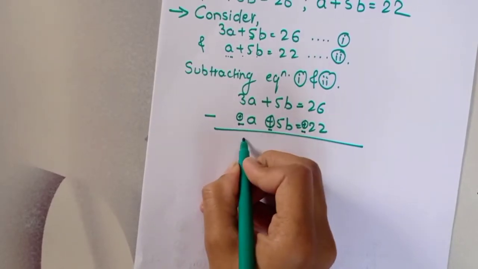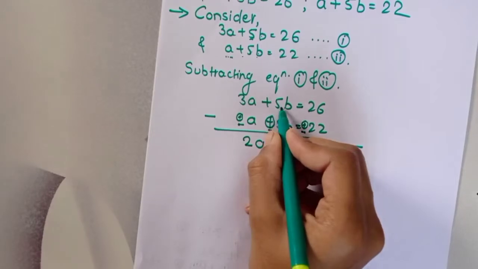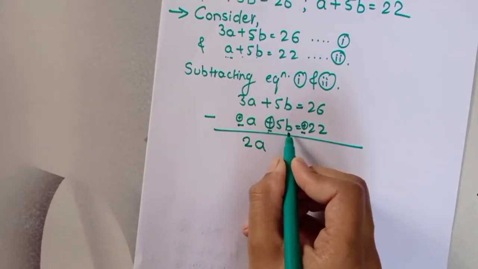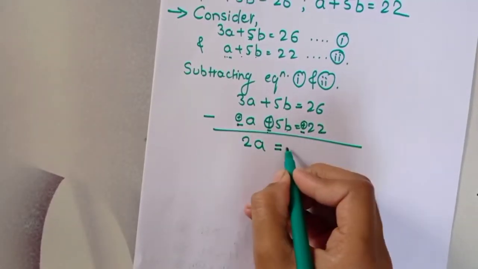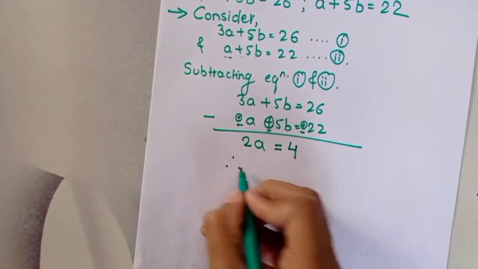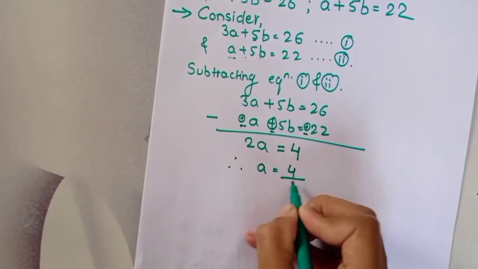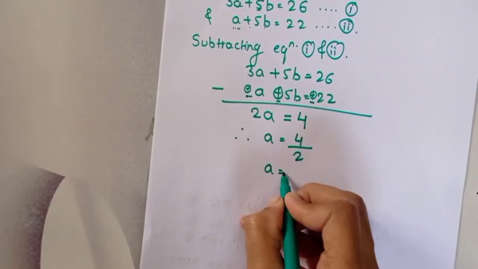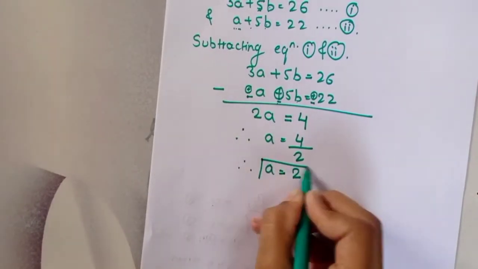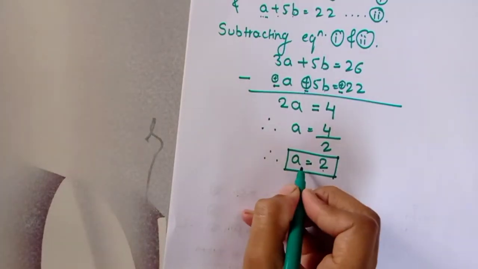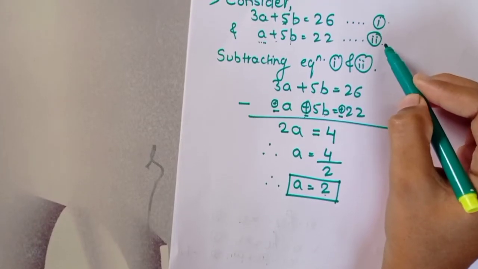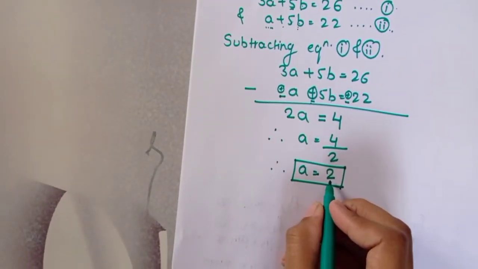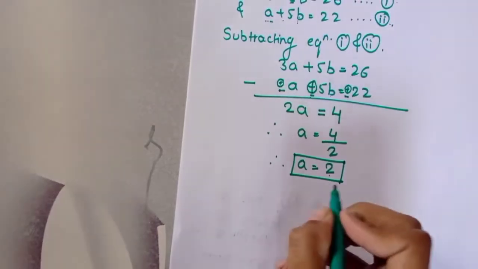3a minus a is 2a, plus 5b minus 5b is cancelled, is equal to 26 minus 22 is 4. Therefore, a is equal to 4 by 2, so a is equal to 2. Here we have found the value of a is equal to 2. Now, to find the value of b, we have to put this value in either equation 1 or 2. Now, I will put this value in equation 2 because simplification is easy.